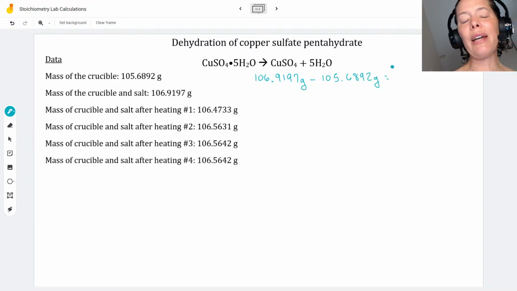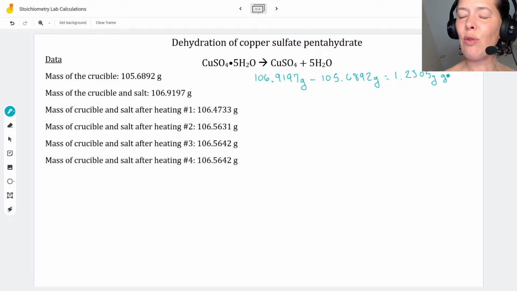And this will give me the mass of just my copper sulfate pentahydrate. And I did this calculation, I believe. Okay, going to pull out my handy dandy calculator. Okay, and I get a mass of hydrate of 1.2305.